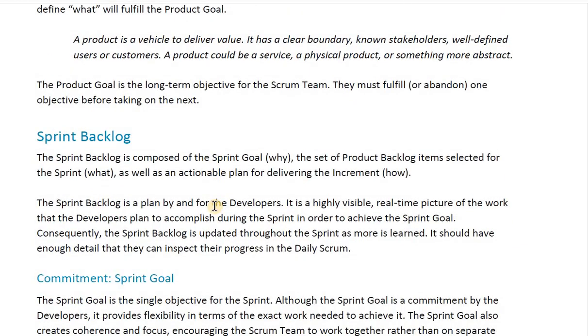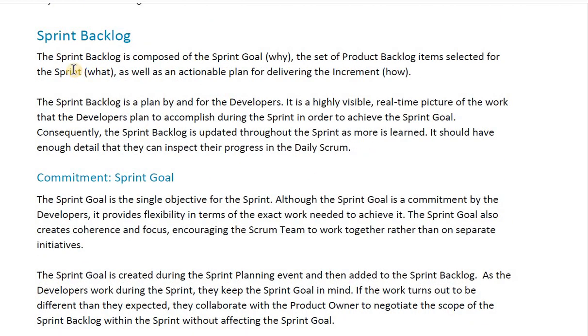Then the next artifact is the sprint backlog. The sprint backlog is composed of the sprint goal, that is why; the set of product backlog items selected for the sprint, that is what; as well as an actionable plan for delivering the increment, that is how. The sprint backlog is a plan by the developers. The question can be asked, who creates the sprint backlog plan? So, the answer is the developers.